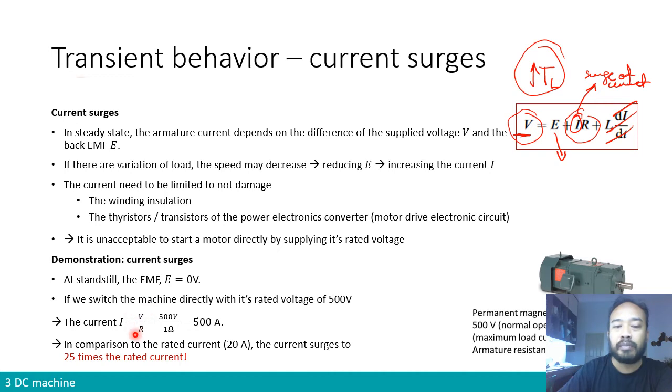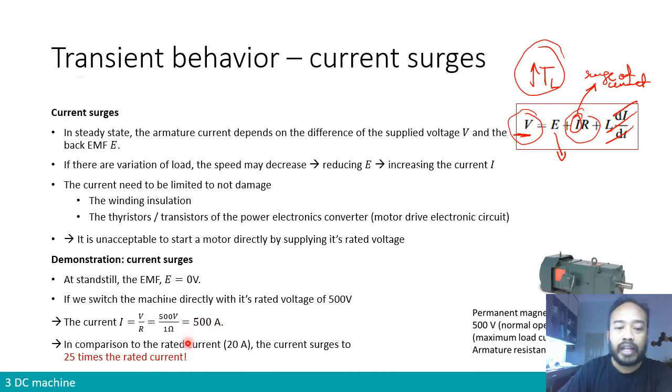We only have this part, IR, because, as I mentioned, E equals zero. Therefore, for the example of a machine with a rated voltage of 500 volt, if we switch on directly at 500 volt, all that 500 volt is consumed by the 1 ohm resistor. So 500 divided by 1, we will experience a surge of current of 500 amps.